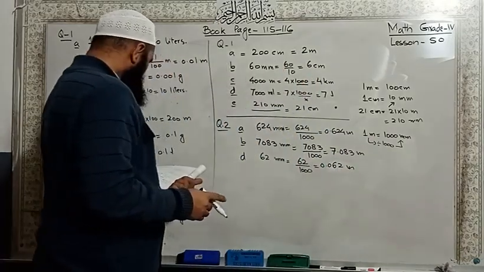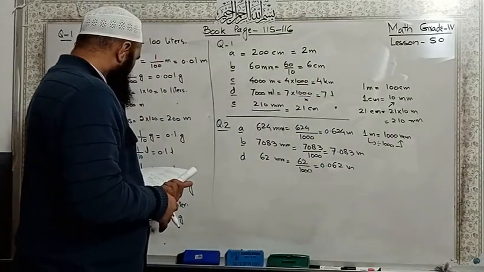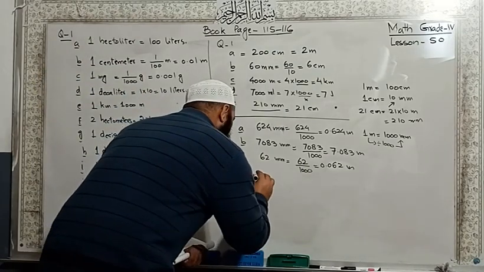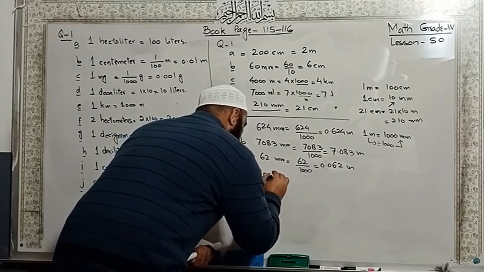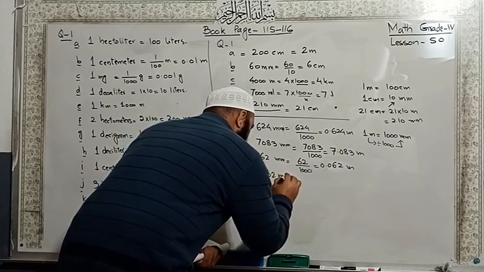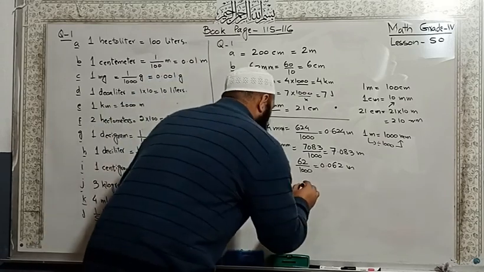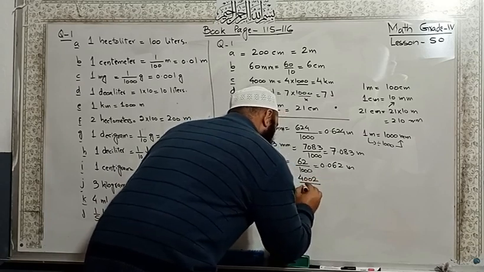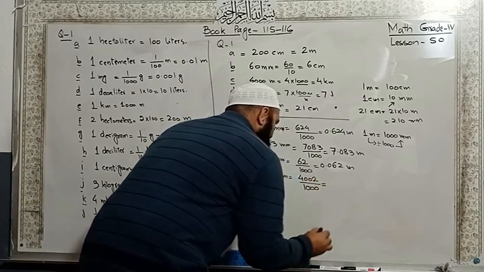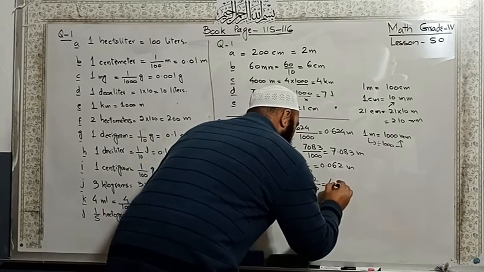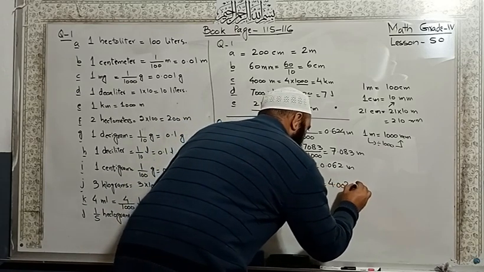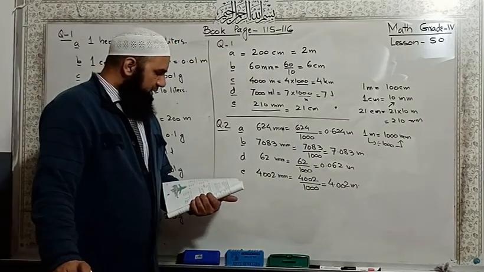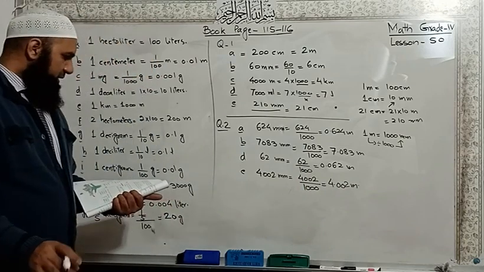Now see question number E. 4002 millimeters will be equal to how many meters? Simply divide it by 1000. After division, you will get 4.002 meters. Hope you can do part C and part F by yourself.